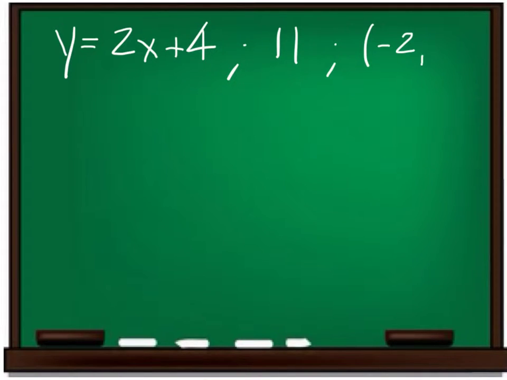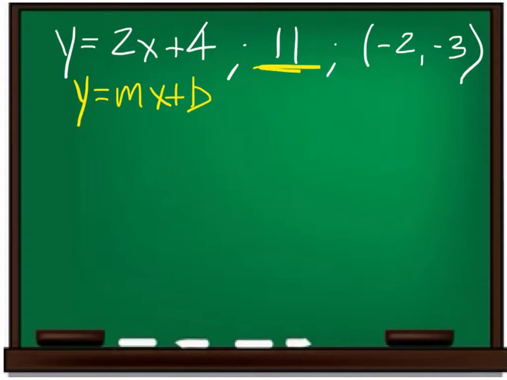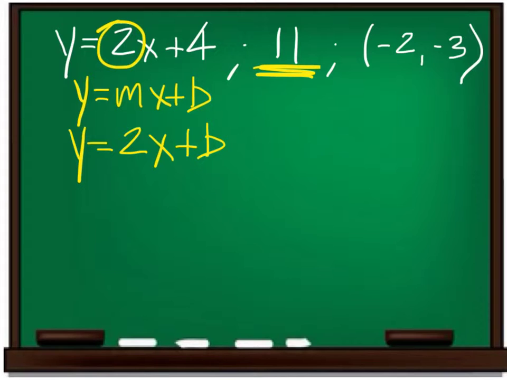Example number 1 is y equals 2x plus 4. You must find a line that is parallel to that and passes through the point negative 2, negative 3. Step 1 is to start with y equals mx plus b. Look at the sign. It is parallel. If it's parallel, then the line that you're going to create has the same slope as this one. So then you write y equals 2x plus b, using the same slope.